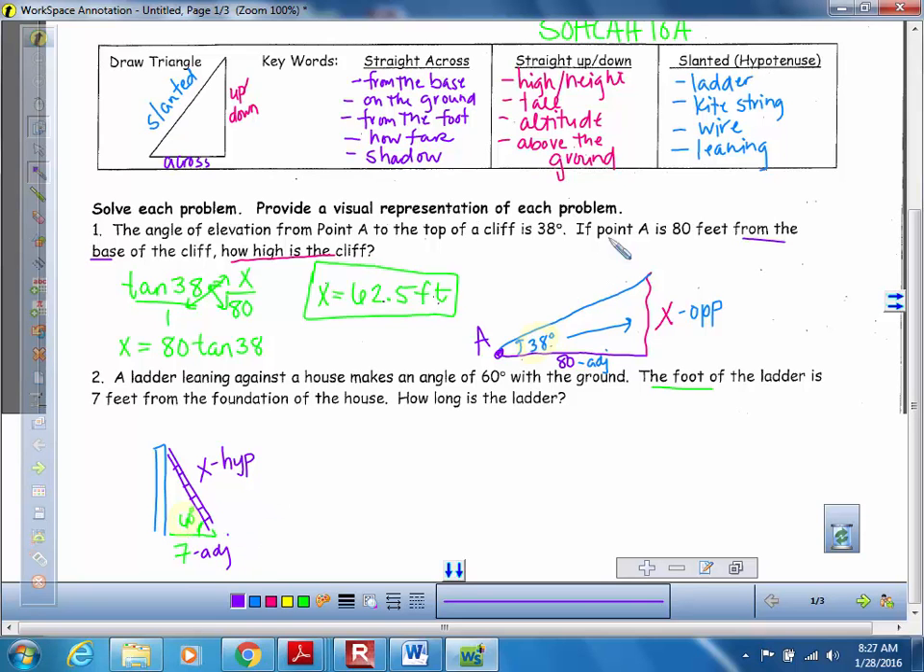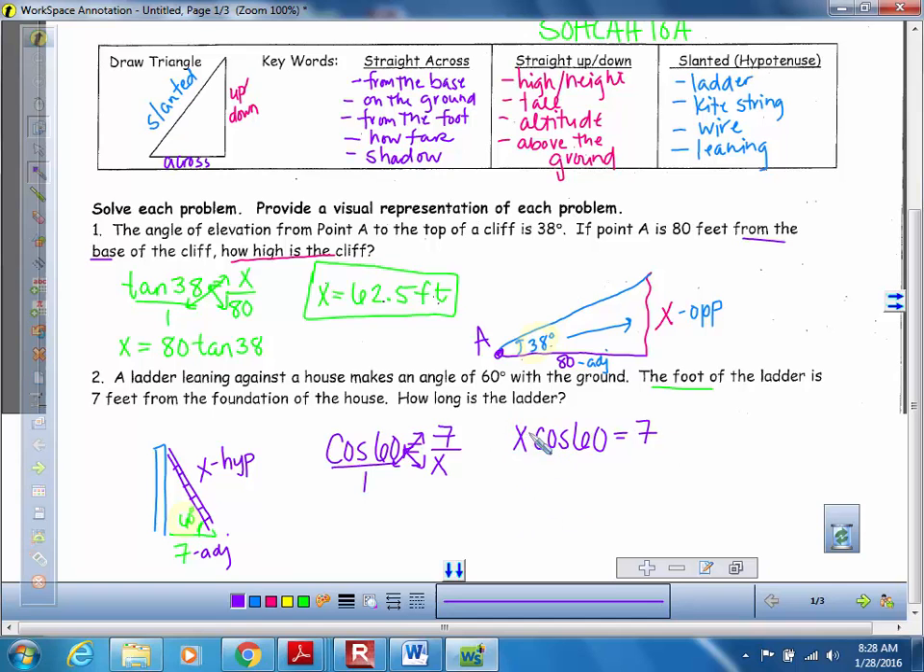So if I look back up here at my trig function, I know cosine uses adjacent and hypotenuse. So I'd do cosine of the angle we were looking from, which is 60, equals adjacent, which is 7, over hypotenuse, which is x. Remember, you want to put this over 1 and cross multiply. So I'm going to do x times cosine 60, so that's going to give me x cosine 60, and then 7 times 1, which gives me 7.